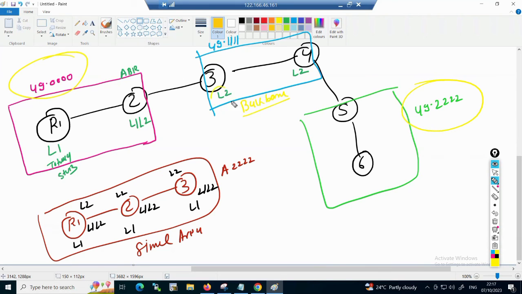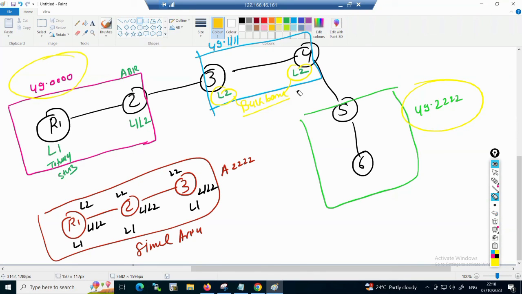So level 2 is known as the backbone. Level 2 is known as the backbone in the IS-IS protocol. Same as you can consider area 0. But area 0 itself is reserved. In this case, this is area 111, right? I can change it to 2222, I can change it to 333, I can change it to 4444. Anything I can make.